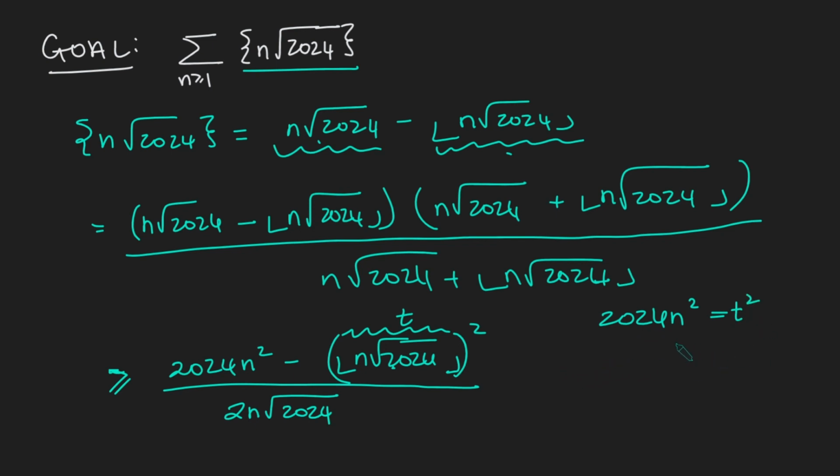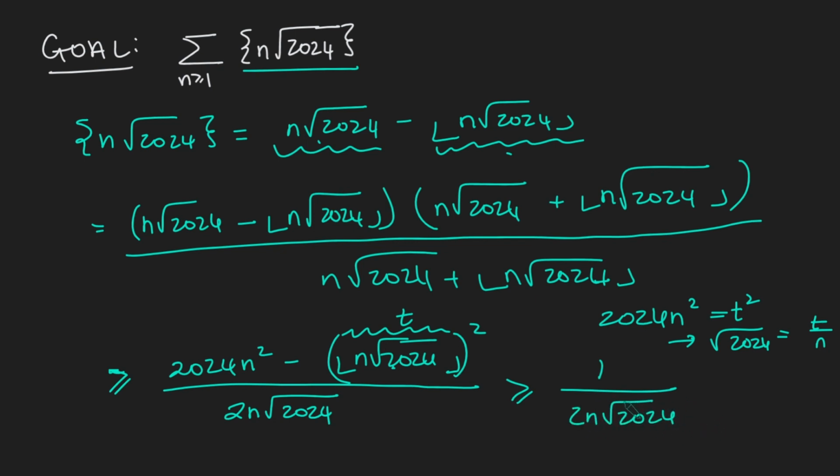But then if I rearrange this, I get root 2024 is just t over n. But then this would mean that the square root of 2024 was rational. And root 2024 is not a rational number because 2024 is not a square number. And so this means that our numerator here is a non-negative integer, but it can't be 0, and so therefore must be strictly positive, so it must be at least 1. And so this guy here is at least 1 over 2n root 2024, like so.